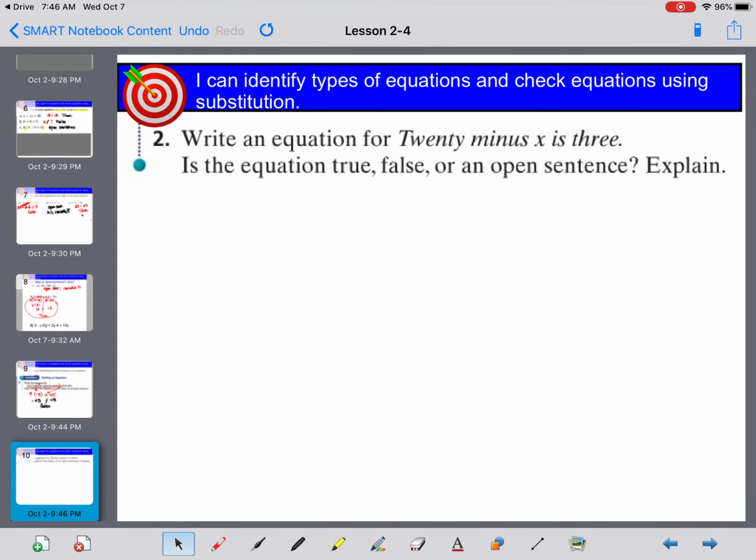All right, try this one. Pause the video and come on back and compare your answer.